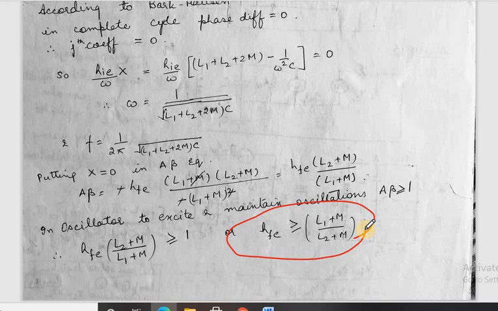So in this lecture, we have discussed the Hartley oscillator and we have calculated the frequency of the oscillation and the necessary condition that is required to maintain the oscillations.